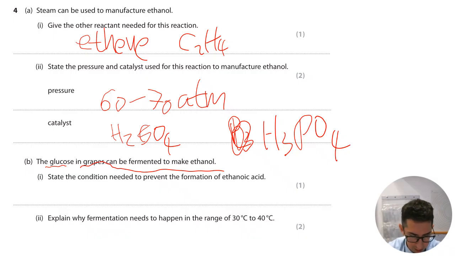The glucose in grapes can be fermented to make alcohol. State the conditions needed to prevent the formation of ethanoic acid. So, yeah, when you ferment it, the glucose turns into ethanol. But then the ethanol can further react and turn into ethanoic acid if there is oxygen present. So therefore, to prevent it, we need no oxygen.